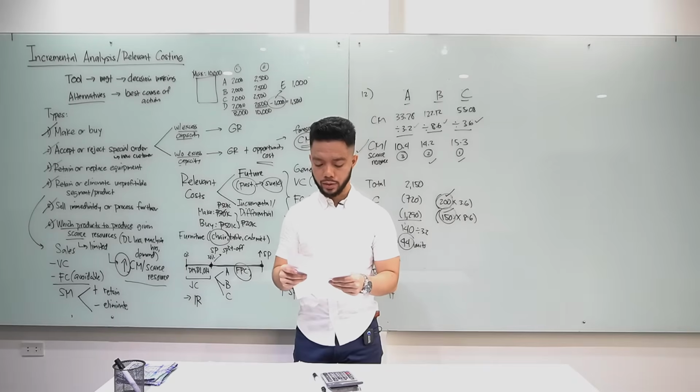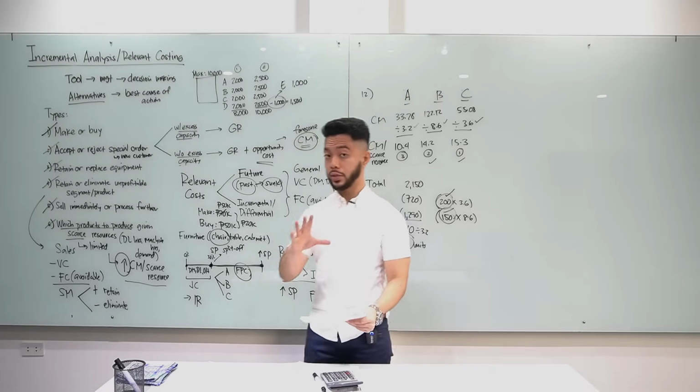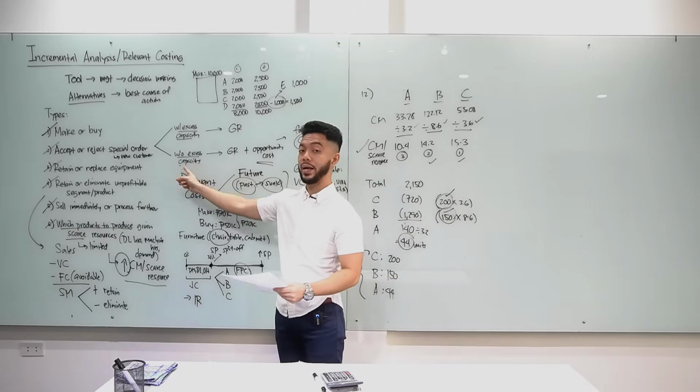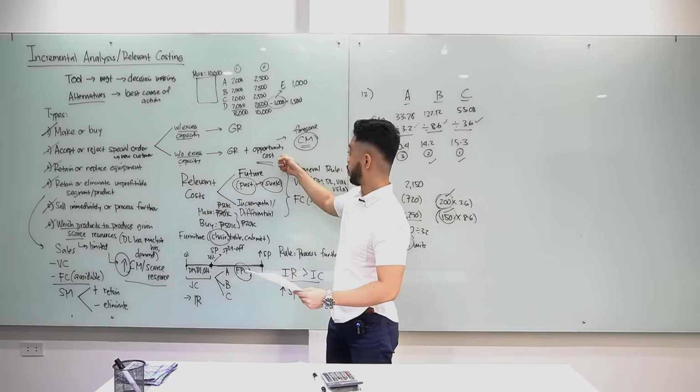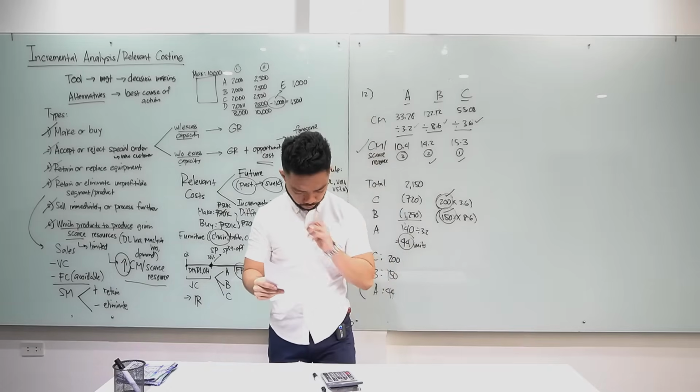Letter D yung sagot mo dyan. The profit forgone by selecting one alternative instead of another. Saan natin na-encounter yung opportunity cost? Dito. Pag may special order tapos wala kang excess capacity. Okay? Opportunity cost mo is the forgone contribution margin. Letter D for number 4.